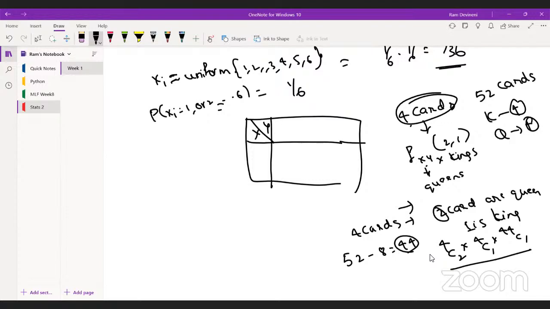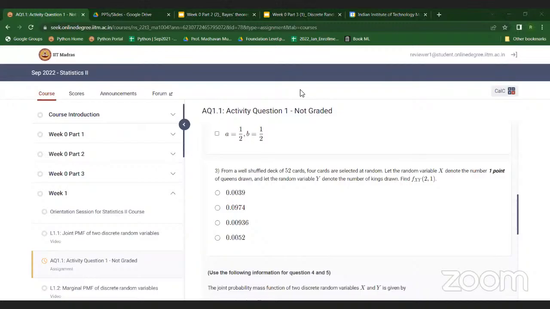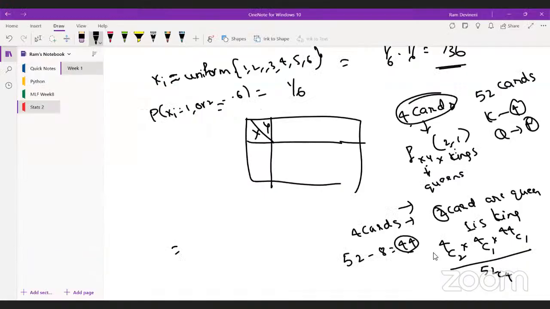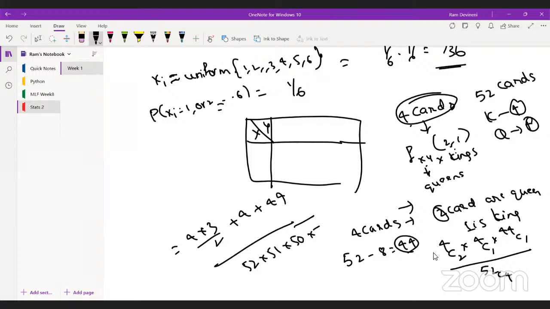This is the number of ways of selecting the kings and queens, right? But then what is the total number of ways of selecting any 4 cards? It is 52C4. So this is our answer. And then let's check here. Okay, they are given the number. If you compute this, you are going to get the value: 4C2 is 4 times 3 by 2, times 4, times 44, divided by 270725.